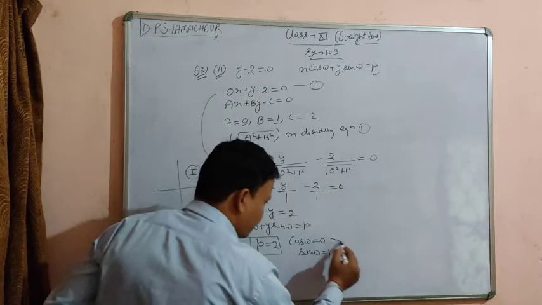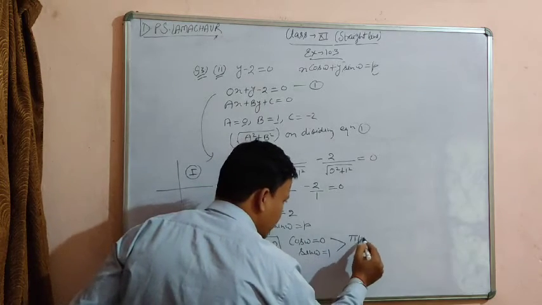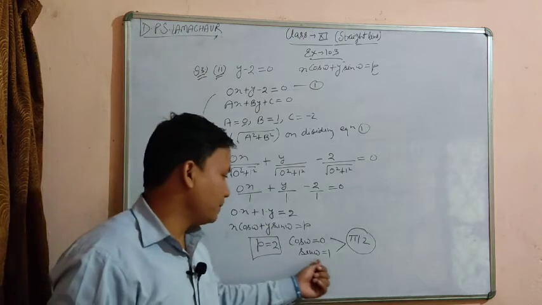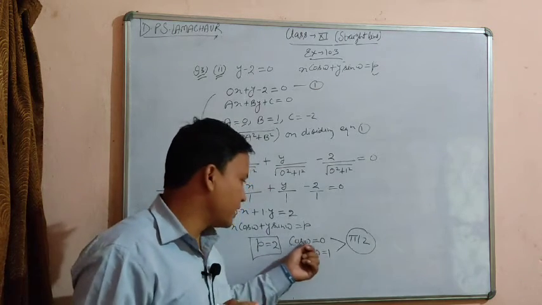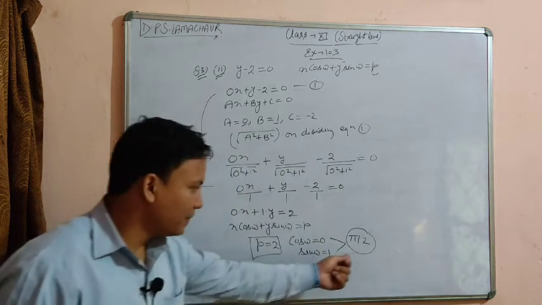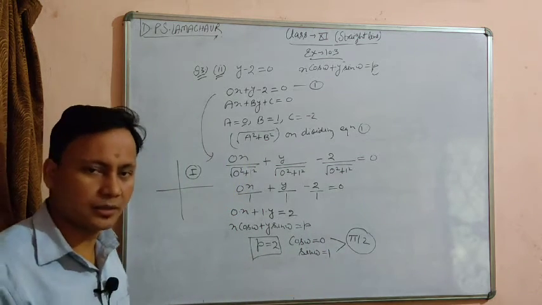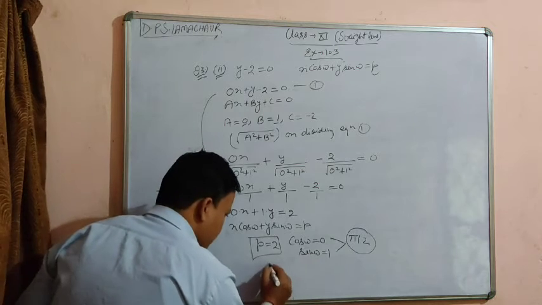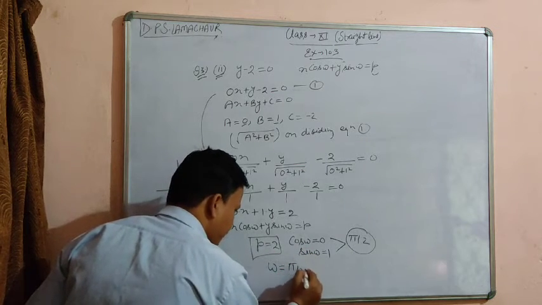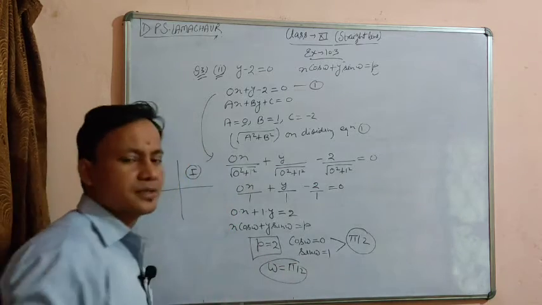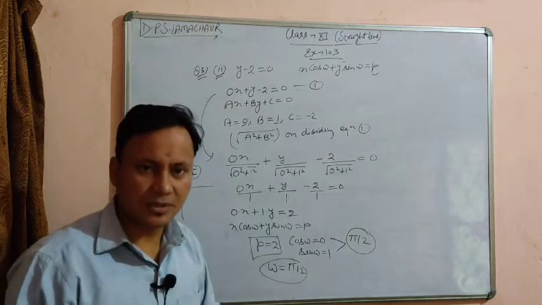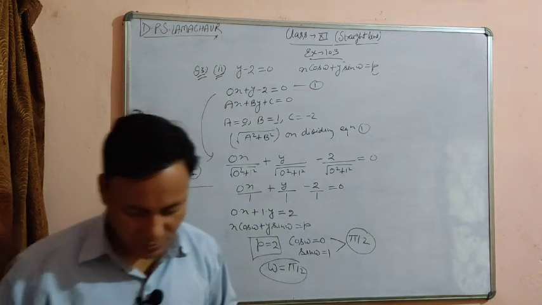The only angle satisfying both conditions is pi by 2 in the first quadrant: sin pi by 2 is 1 and cos pi by 2 is 0. Okay, both the conditions are satisfied and pi by 2 lies in the first quadrant. So the angle of the perpendicular is pi by 2 and the perpendicular distance is 2 unit. I hope you understood this. Pause the video and take the screenshot.